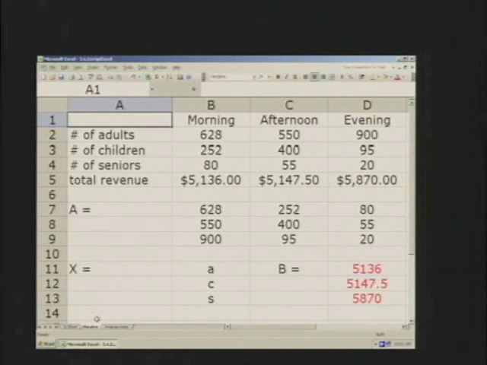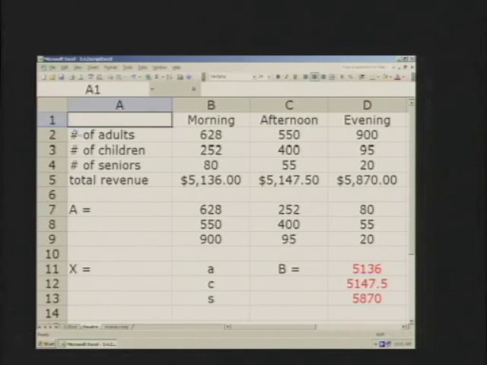A local movie theater sells 3 different types of tickets for a new movie release: adult, child, and senior tickets. Attendance and revenue, which is income in dollars, for the morning, afternoon, and evening shows on a particular day are given in the table in the spreadsheet. If the revenue is based on ticket sales only, what is the price of a senior ticket on that day?